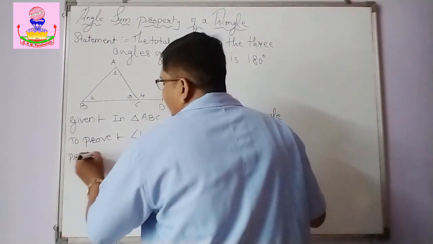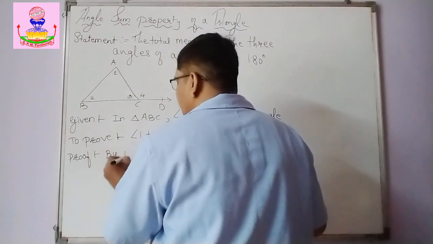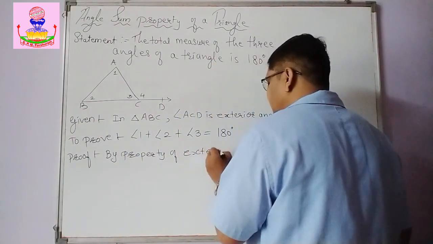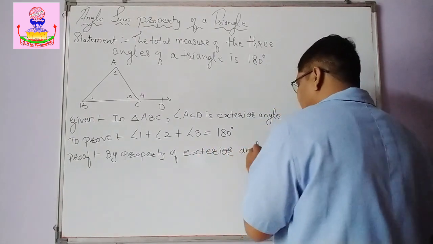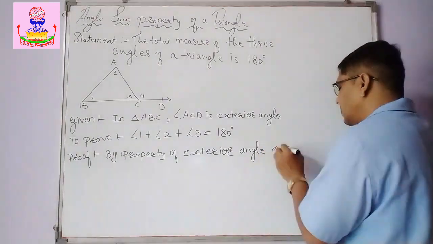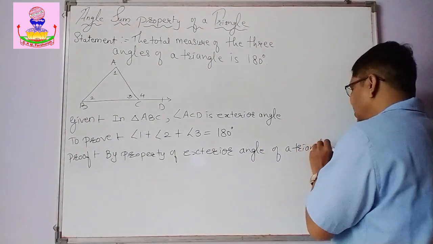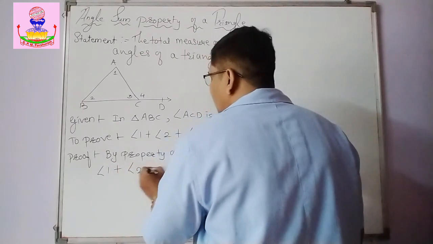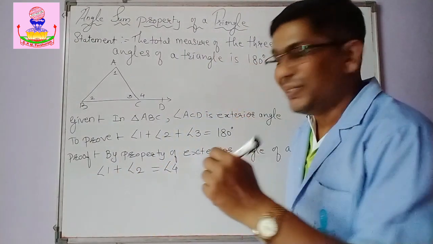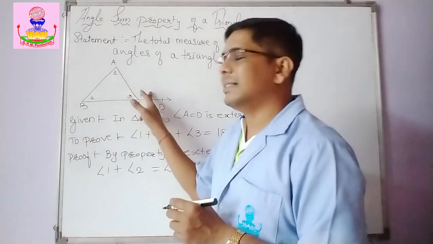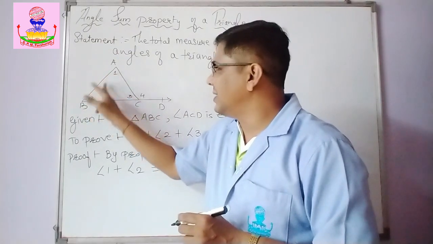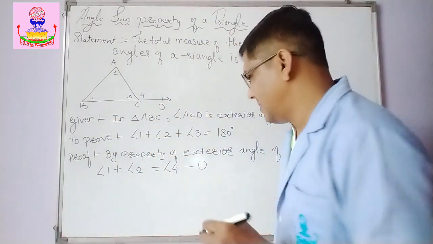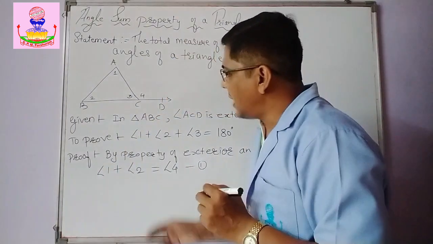Now, the proof. As you know, by the property of the exterior angle of a triangle, what can we have? Can anyone tell? Yes, exactly. Angle 1 plus angle 2 equals angle 4. Am I right? So this is number 1. This is the exterior angle 4, and angle 1 and angle 2 are the remote interior opposite angles. So angle 1 plus angle 2 should be equal to angle 4. Right?